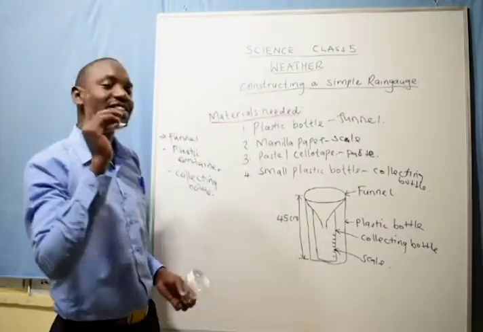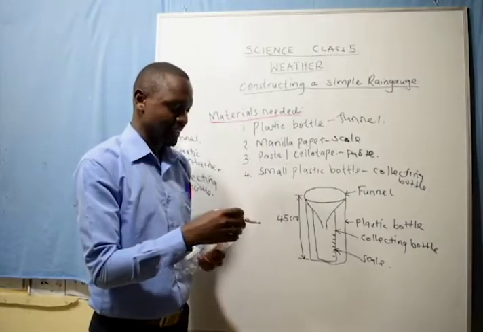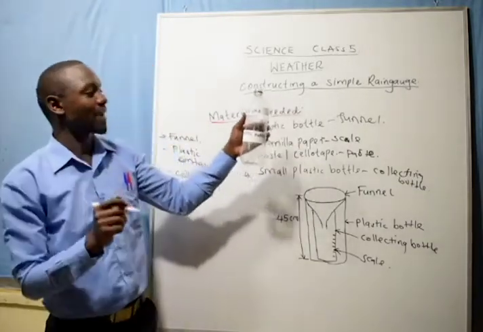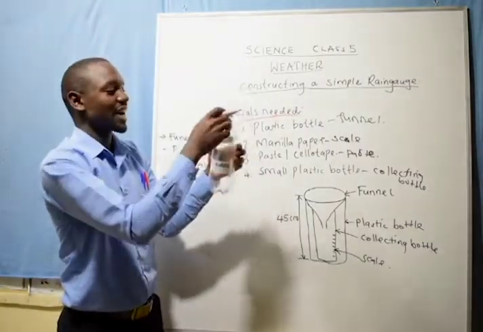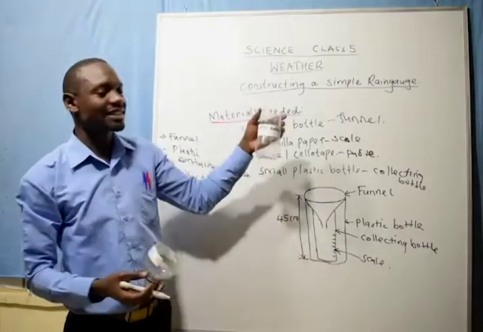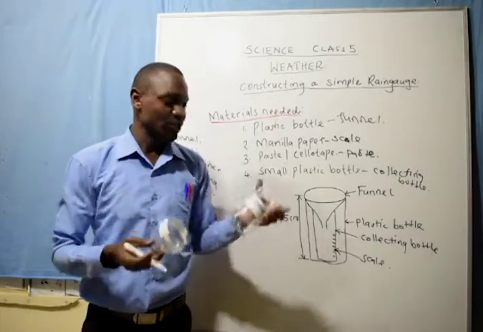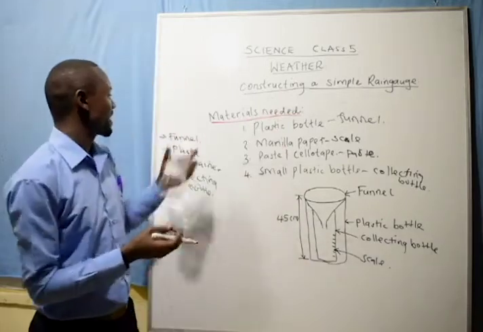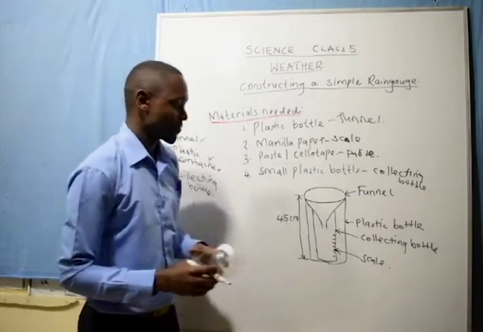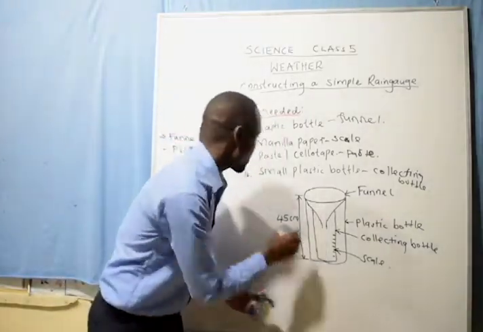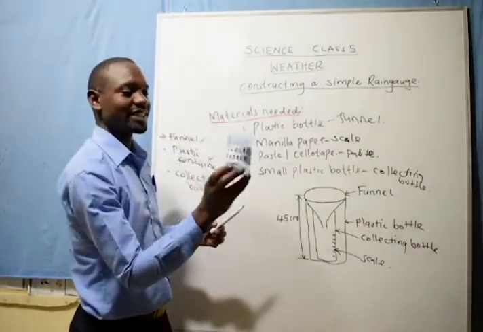So, the first step, you cut across the plastic bottle. Remember, it was initially a plastic bottle. You cut across in a smooth way so that you have the funnel and the plastic bottle. The remaining part will be our plastic bottle. Once you cut across, you now have two parts of the rain gauge. That is the funnel and the plastic bottle. From there, you cut the small plastic bottle so that you can be left with the collecting bottle with you.